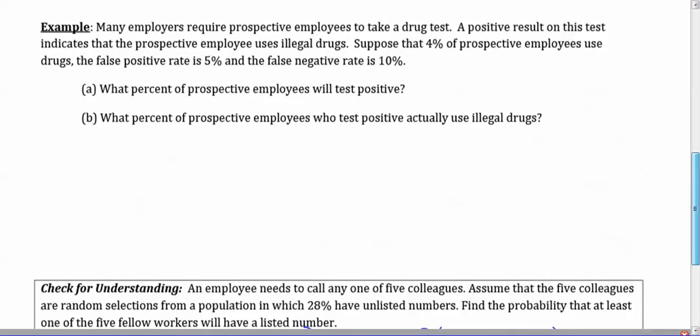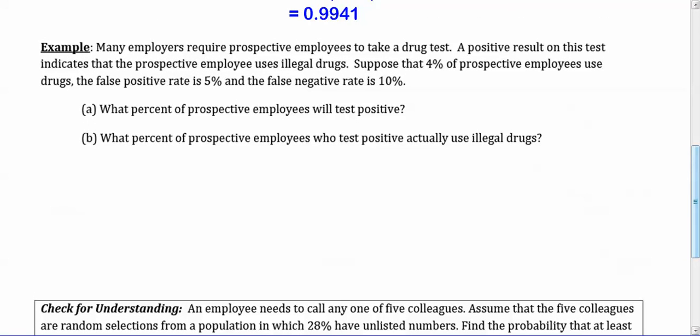This one I'm just going to work through with you. You don't have to do this one on your own unless you would like to. If you'd like to, go ahead and pause the video, but we're just going to work through this one together. So we have an employee here. Many employers require prospective employees to take a drug test. A positive result indicates that they use illegal drugs. So we start off with some employee, and we don't know the truth, but one of two things is true. Either they're using drugs or they are not using drugs.